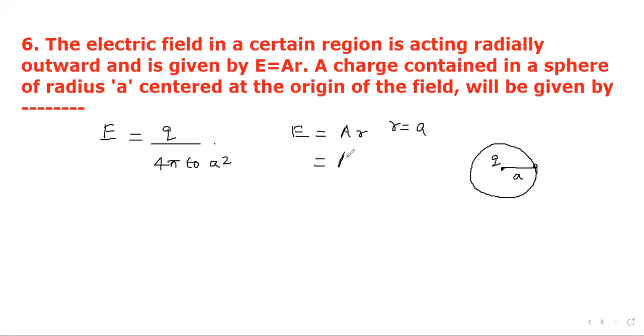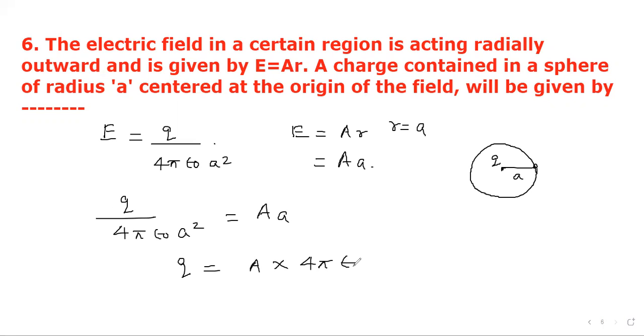So E will be capital A small a. Both E must be equal. So we write Q divided by 4 pi epsilon naught a square is equal to capital A small a. Our concern is to get small q. So Q will be equal to A times 4 pi epsilon naught a cubed, which is our answer.